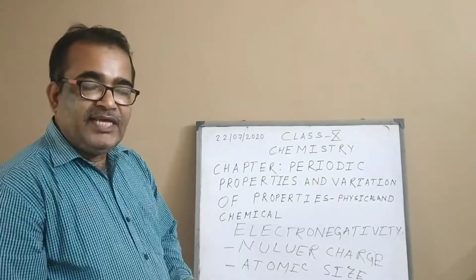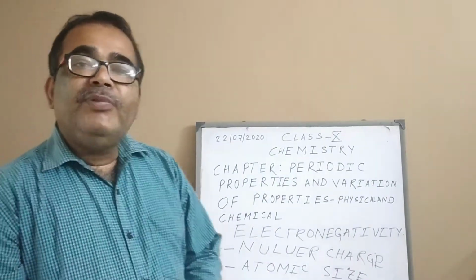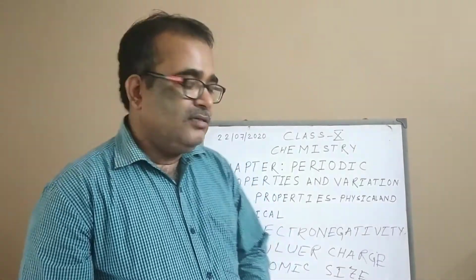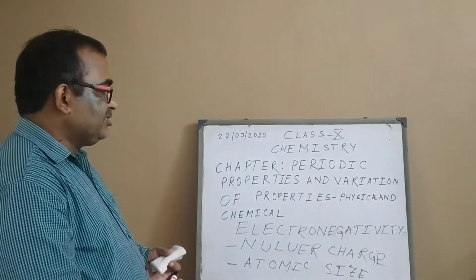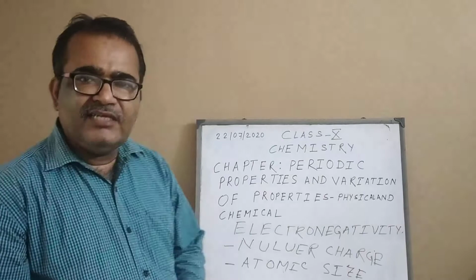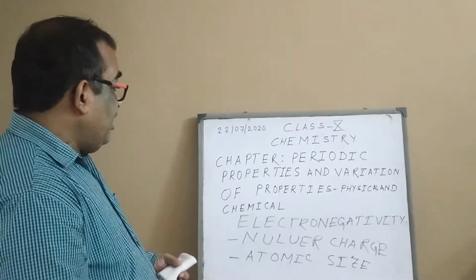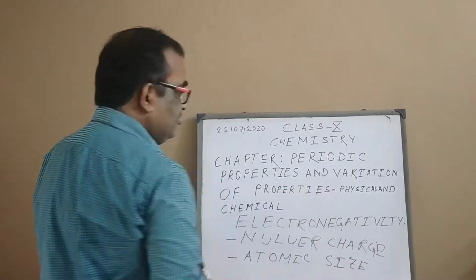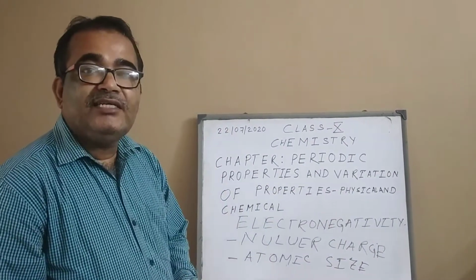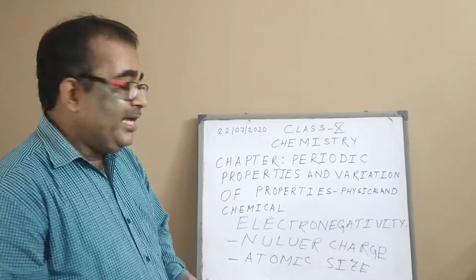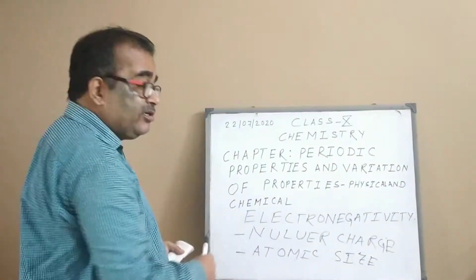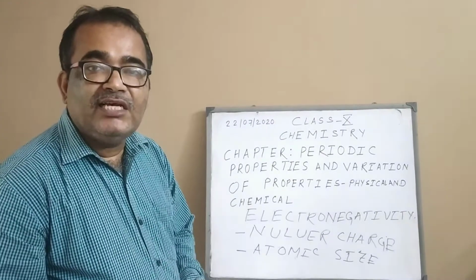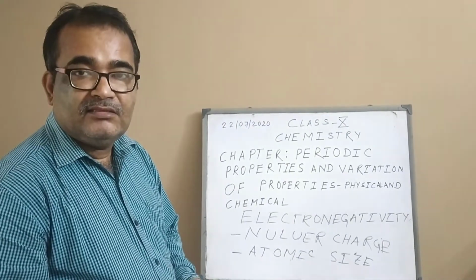Now, next is basic strength of the oxide. We know metallic oxides are typically basic in nature. Now, as we move from left to right, basic strength of the oxide decreases, and as we move from top to bottom along a group, basic strength of the oxide increases.